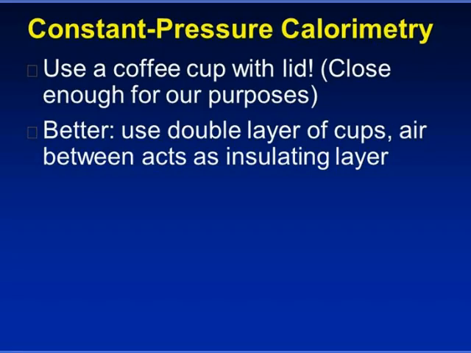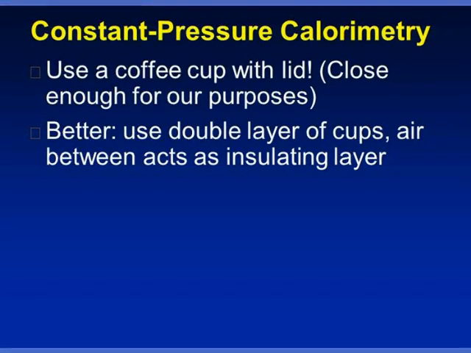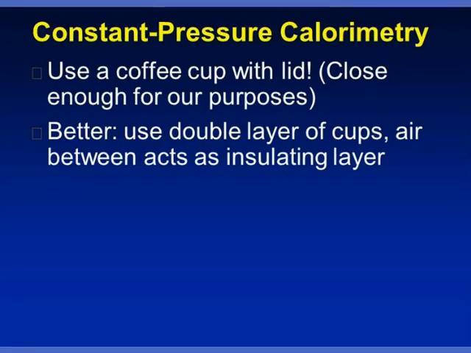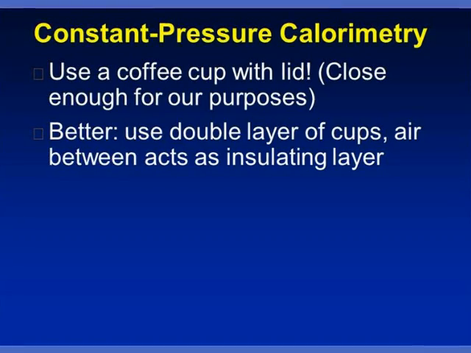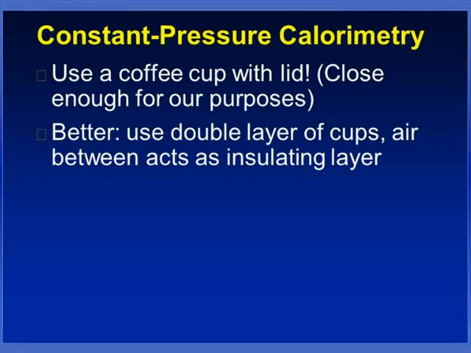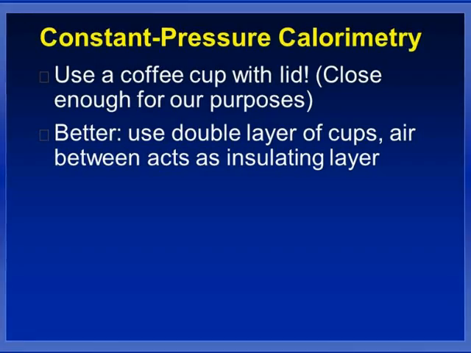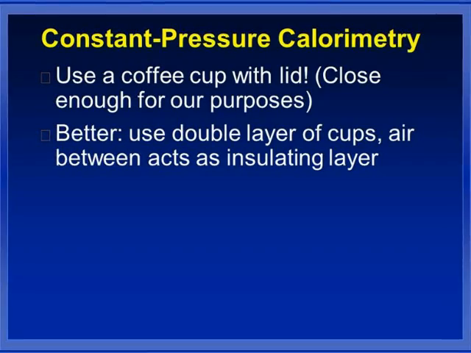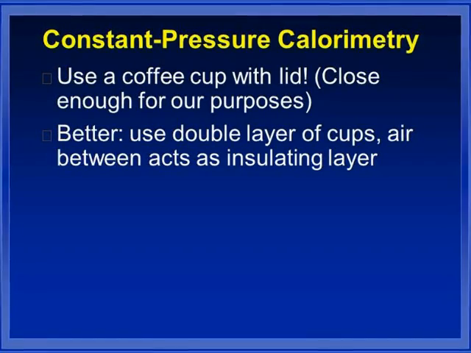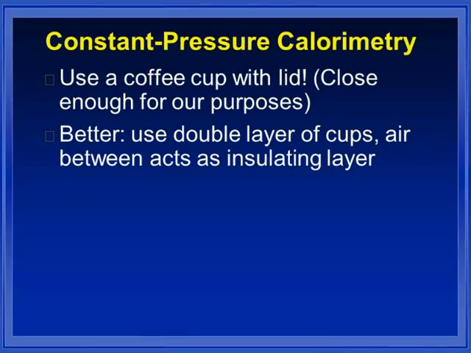Usually, to make sure we have a really good insulating system, we use 2 cups. We just stack one inside the other. That extra layer of air helps insulate and keep the heat of the reaction inside the calorimeter instead of leaking out into the outside, into the surroundings. And for any temperature change, we can simply insert a thermometer through a hole we poke in the lid, and we can measure the temperature changes.